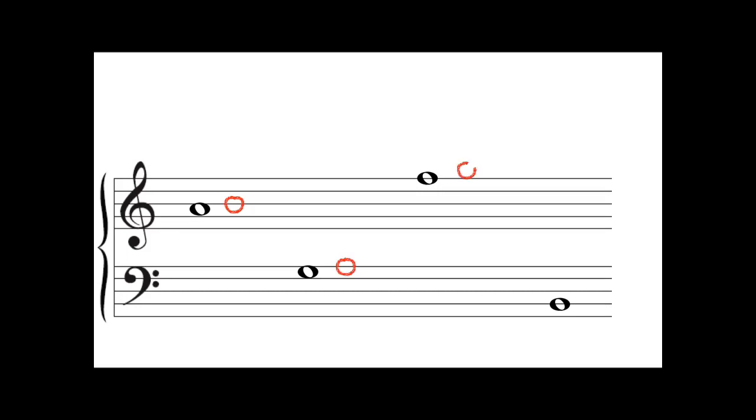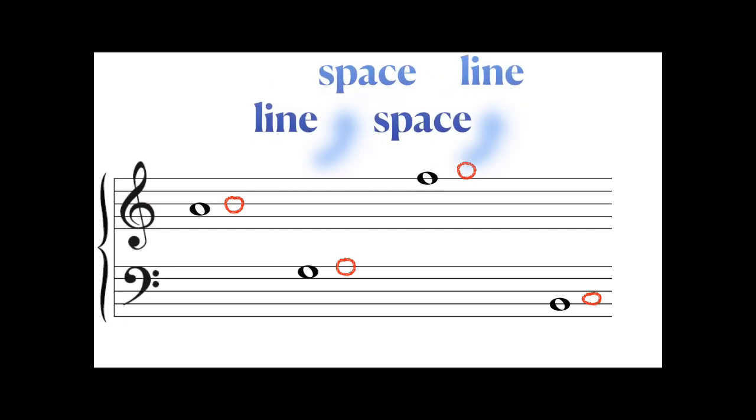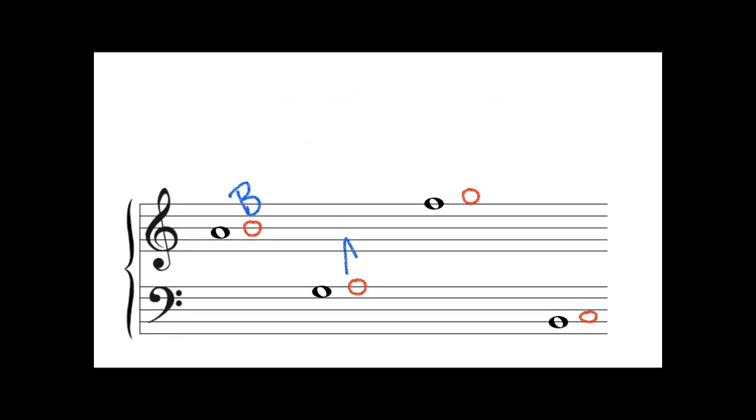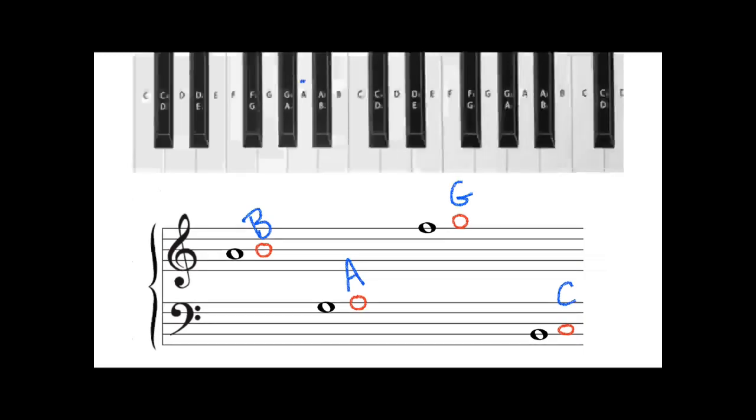We start by finding the neighboring line or space directly located above our given pitch. You'll notice that if we're on a line, our neighboring pitch will be 1 space above, and if we are on a space, our neighboring pitch will be 1 line above. So the pitches we've written are B, A, G, and C. This tells us what our letter name will be.